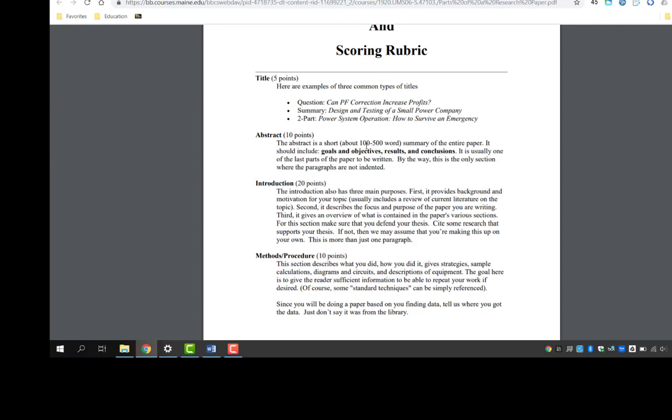If you're writing this paper for a master's level, then you have to do a much more detailed abstract. If you were doing it for a PhD, obviously it gets more and more detailed. But for a basic 100 level class, then you're all set with just giving a few sentences on the abstract. The next section is 20 points, and that's the introduction.